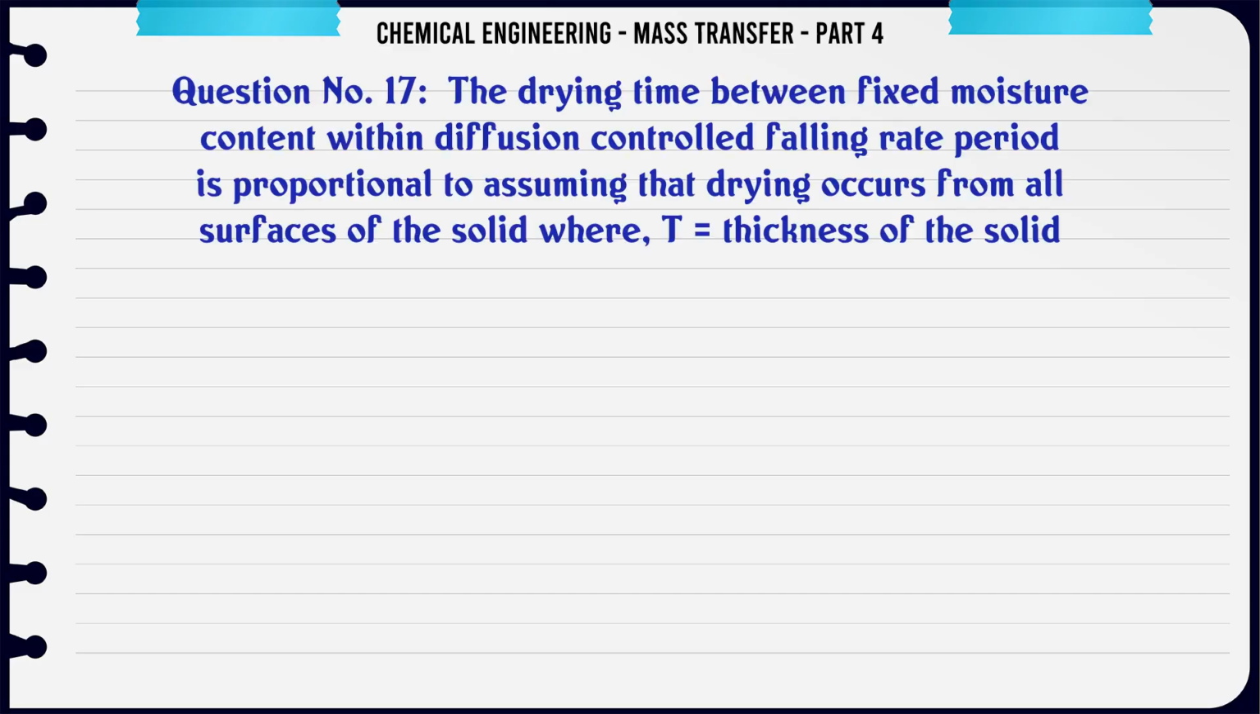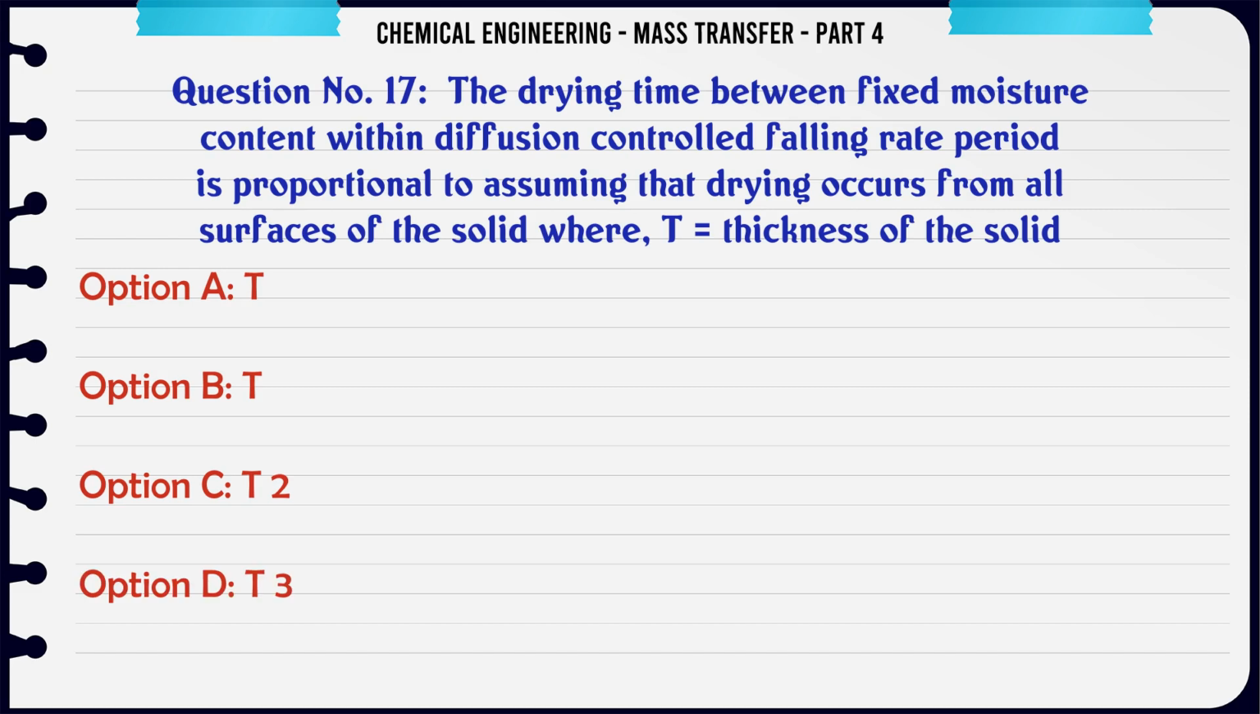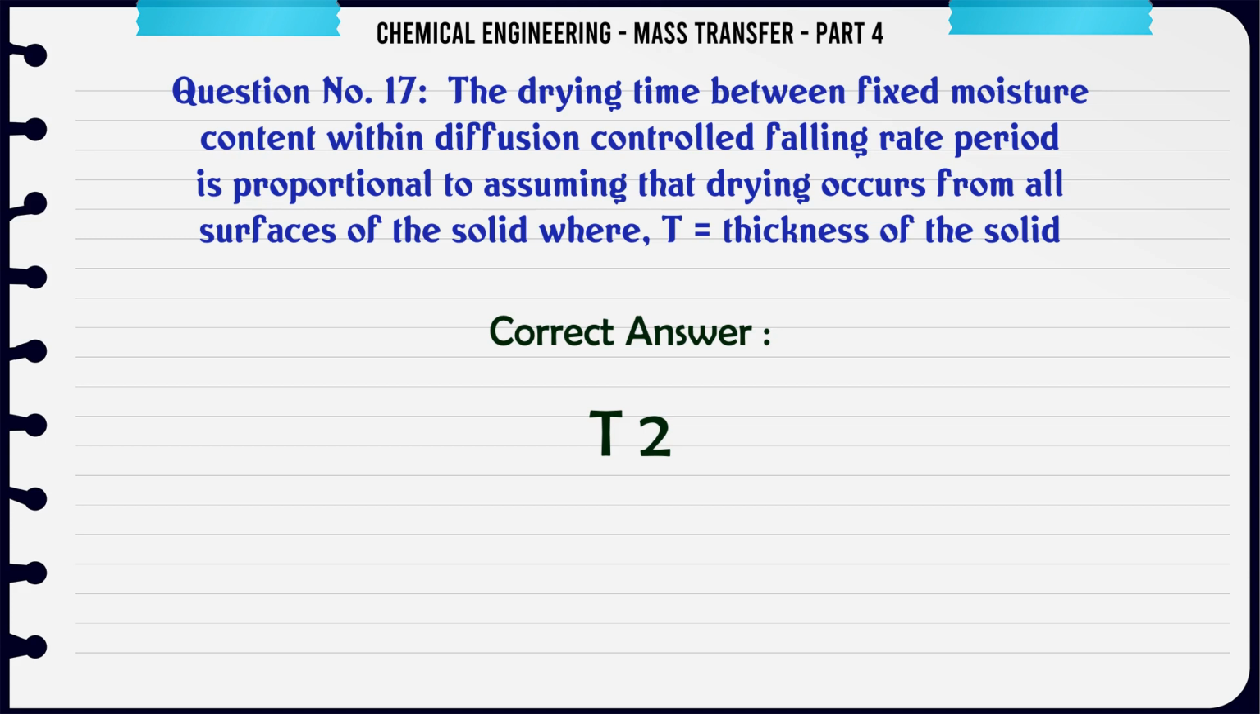The drying time between fixed moisture content within diffusion controlled falling rate period is proportional to, assuming that drying occurs from all surfaces of the solid, where T is the thickness of the solid. A. T. B. T. C. T². D. T³. The correct answer is T².